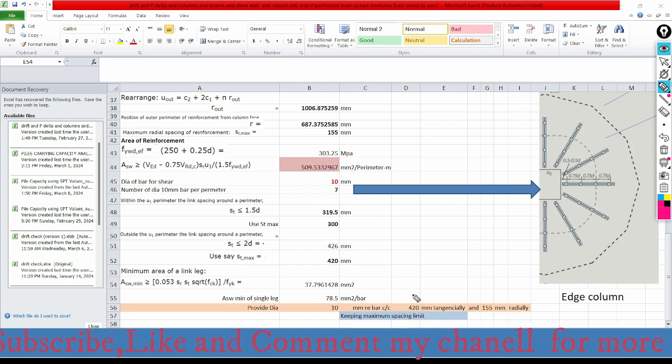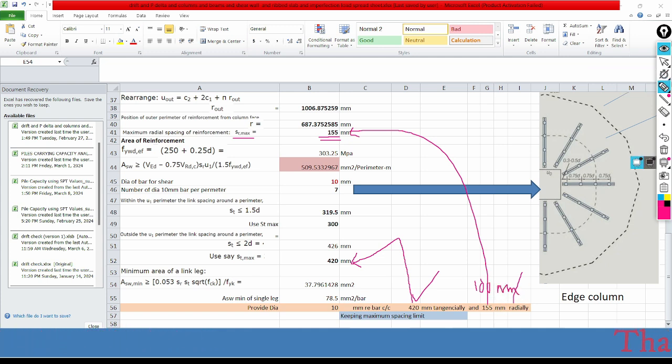Now, here we have calculated the tangential spacing of the shear reinforcement, and we have already calculated the radial spacing of the shear reinforcement, that is 155. This 155 is the value we have already calculated, that is S radial. And we have already calculated 420 for this case, that is the tangential S_ct max. S_ct max is 420, and S_r max is 155. So for our detailing purpose we can use 100 millimeter spacing. So we can show the detail of this shear reinforcement or shear studs using a schematic diagram.